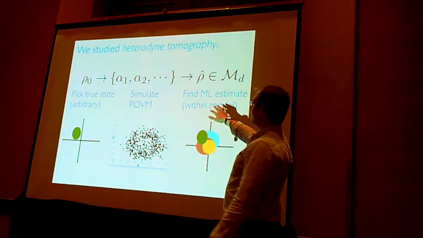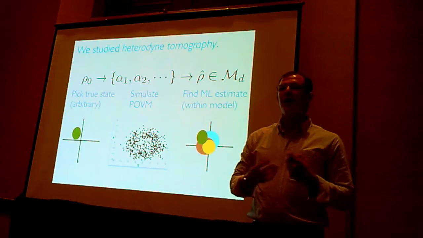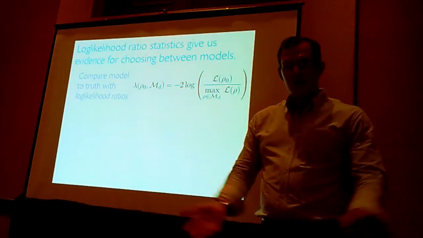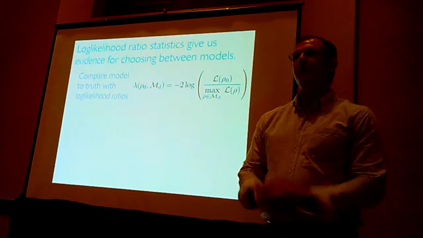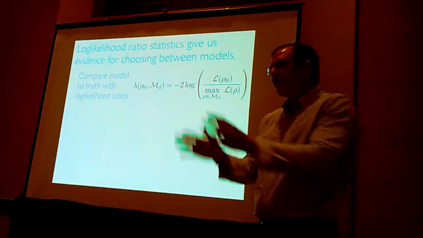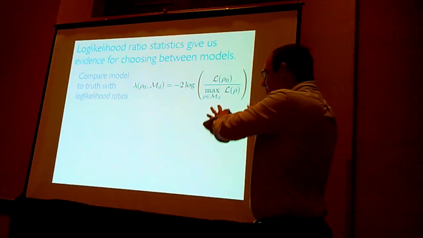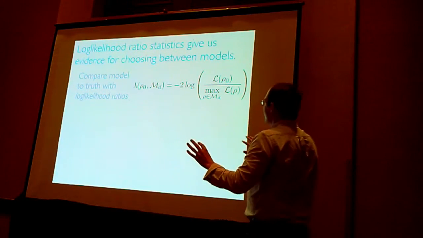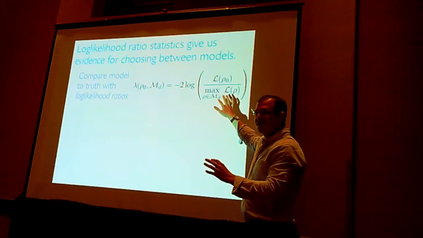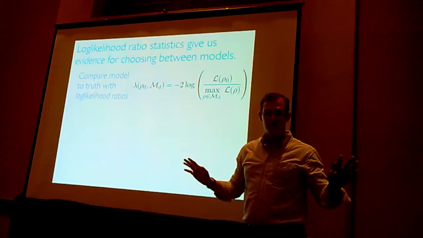By finding these maximum likelihood estimates within the models, now we're going to be able to compare them. And in order to compare them, we use these log likelihood ratio statistics. We're going to talk about comparing models to the true state. Now, there is a formula on this slide. I don't want you to be intimidated by it. All I want you to observe is that there's a maximization of the likelihood function in the definition of the statistic, hence the need to do some MLE.